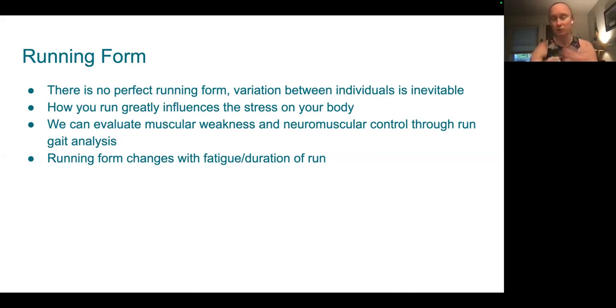So again, there's no perfect running form, and everyone comes about how they move or how they run in their own special way, which is why it's really important not to get too hung up on being perfect or looking like some of the examples that I'm going to show a little bit later. But we do know that how we run greatly influences the stress on our bodies.